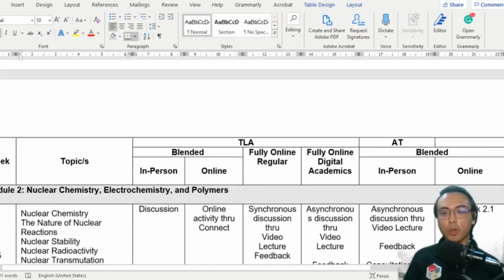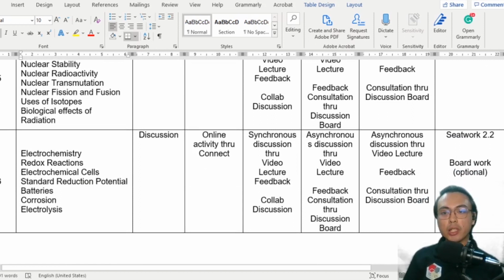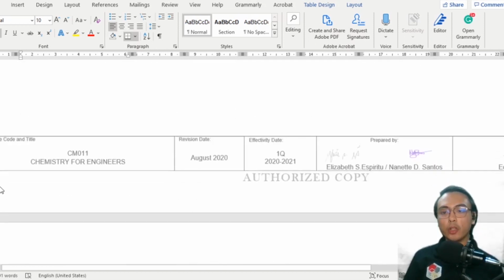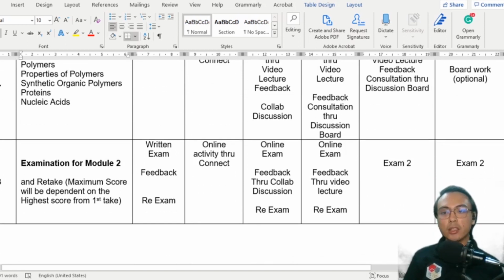Next, for the second module, on week 5, we will be tackling nuclear chemistry. On week 6, we will be discussing electrochemistry. And on week 7, we will be discussing polymers. And on week 8, that would be your Module 2 examination. That's the same as Module 1 examination. You would also be given 2 attempts.